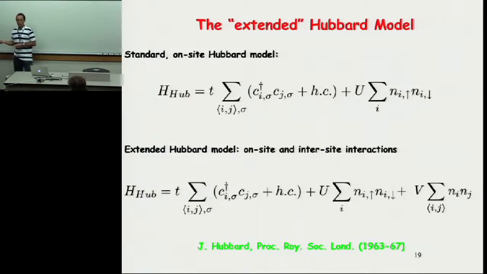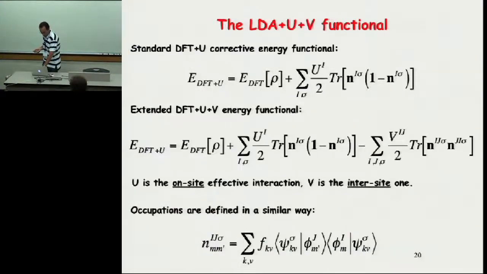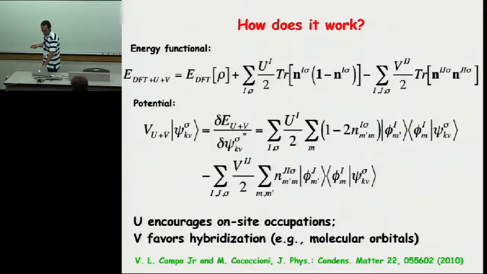This term describes the interaction between electrons on neighbor sites. This is normally called V, the amplitude of this interaction, and we tried to include this in our corrective Hamiltonian and came up with this new function that now has an on-site interaction and an inter-site interaction. It's not difficult to realize that these two are in competition with each other, and this is evident if we compute the potential.